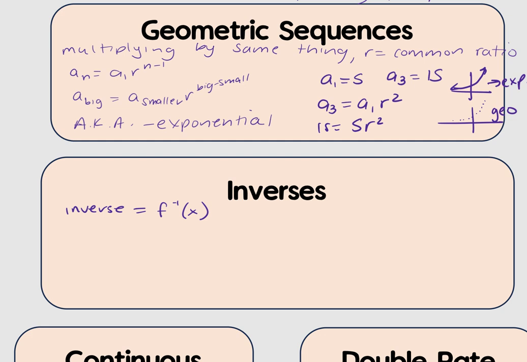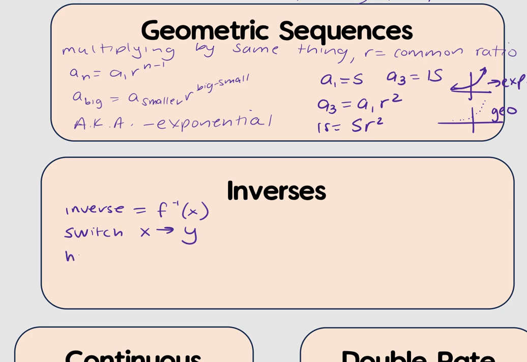Anytime it was a -1, it could be on f of x, it could be on a trig function, whatever it is, that little -1 means what's the inverse, right? And for inverses, we switch the x and the y. If it's an equation, we literally switch the variables, we solve for the new y. If it's coordinate points, we switch the x's and the y's. If you're talking domain and range, you would switch your domain and range, okay?